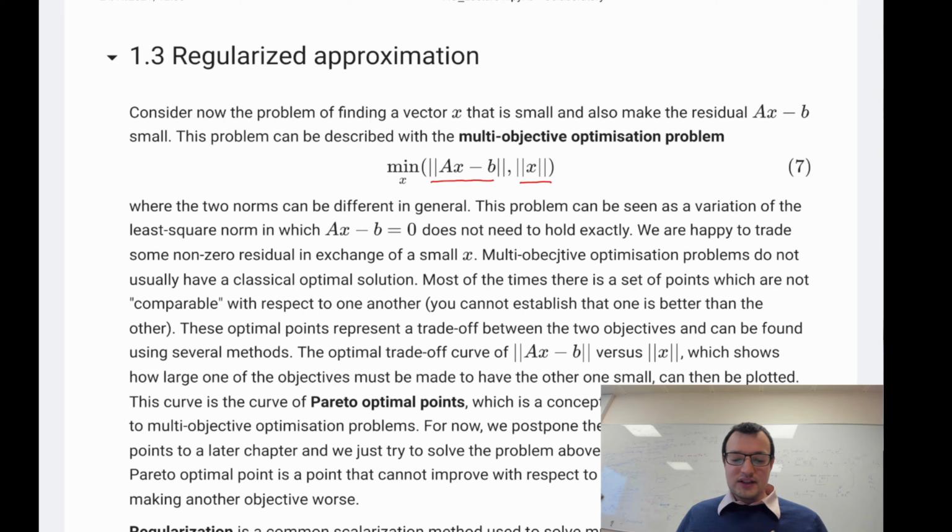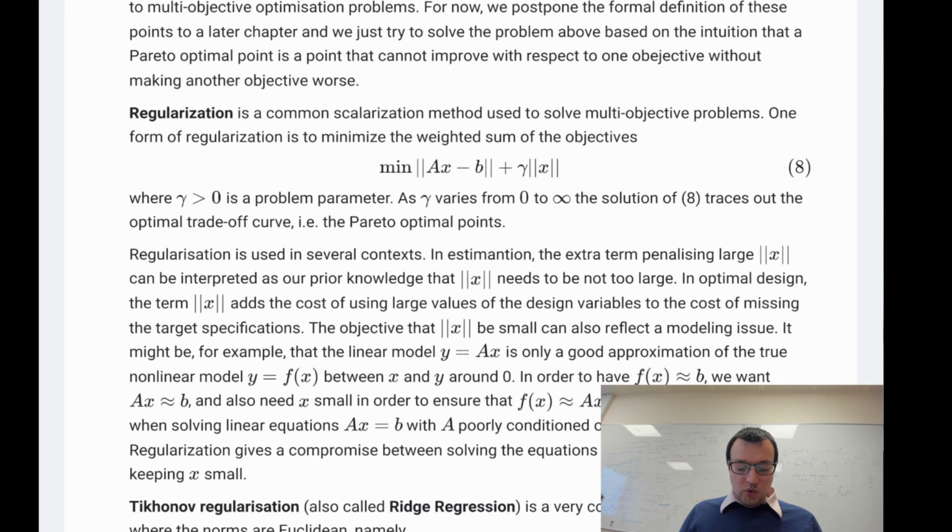For the moment, you just have to think that a multi-objective problem is a problem in which the solution depends on how much we care about one objective with respect to the other. And if you change how much you care about one with respect to the other, the optimal solution will change. One way to solve a multi-objective optimization problem is by summing the two objectives and multiplying one of the two by a constant gamma. You see that if gamma is 0, then that means that we care just about the first objective. If gamma is infinity, then we care just about the second objective.